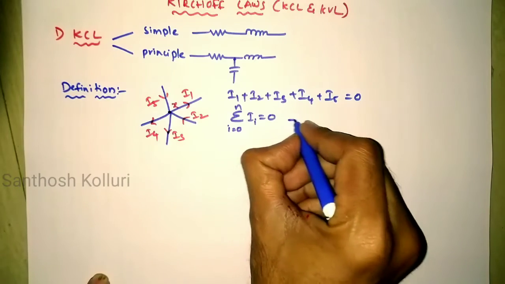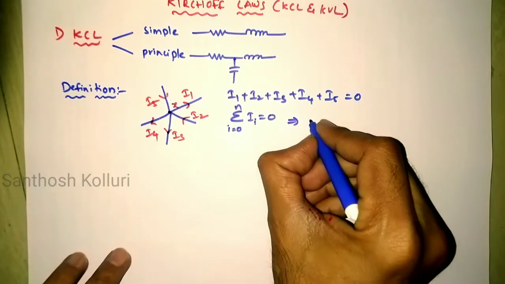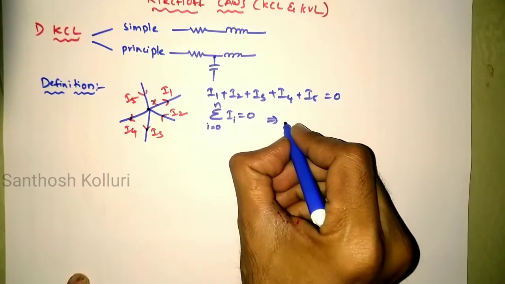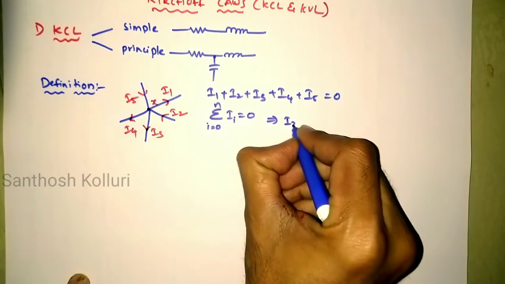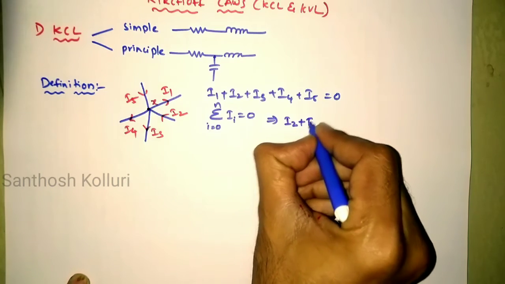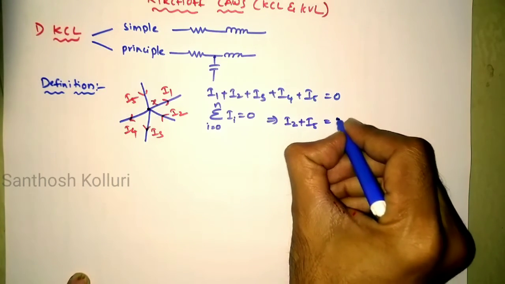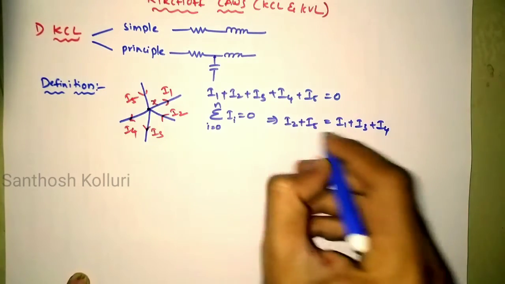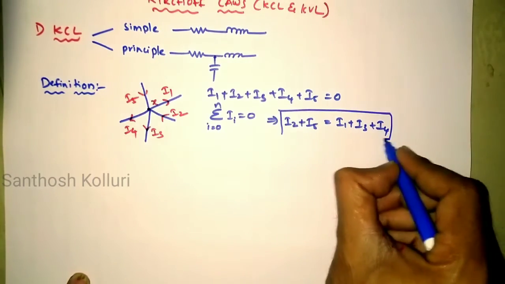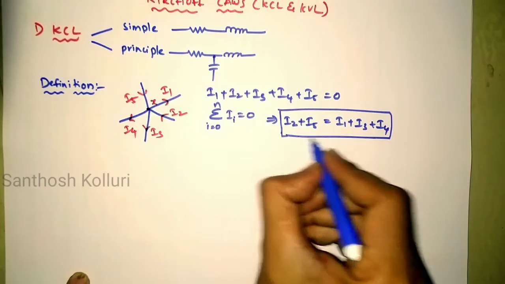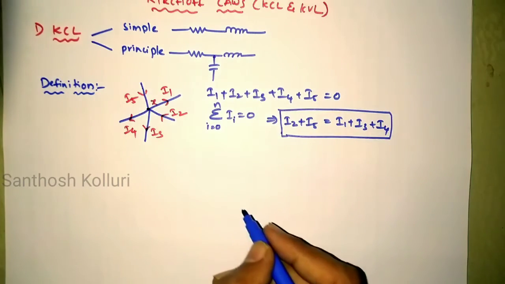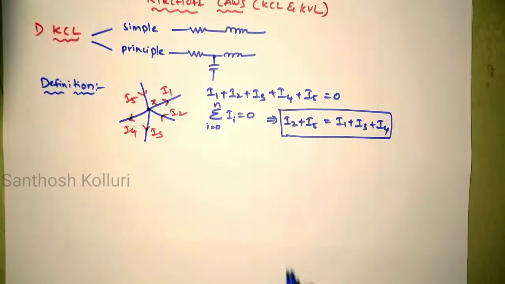Or in other words, we can write that all the entering currents are equal to all the leaving currents. At node X, if I2 is entering and I5 is entering, and all the remaining currents are leaving, I1 plus I3 plus I4. So we can define KCL as: the summation of all the entering currents is equal to the summation of all the leaving currents.